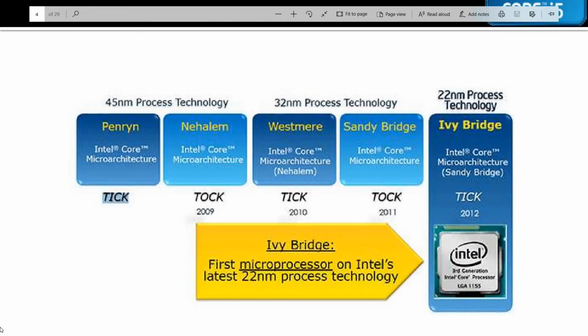For 45 nanometer process technology, Penryn Intel Core microarchitecture is the tick, and Nehalem Intel Core microarchitecture is the tock, 2009. For 32 nanometer process technology, Westmere Intel Core microarchitecture, Nehalem tick, 2010, and Sandy Bridge Intel Core microarchitecture tock, 2011. For the latest one, 22 nanometer process technology, Ivy Bridge Intel Core microarchitecture, Sandy Bridge tick, 2012. Ivy Bridge is the first microprocessor on Intel's latest 22 nanometer process technology.